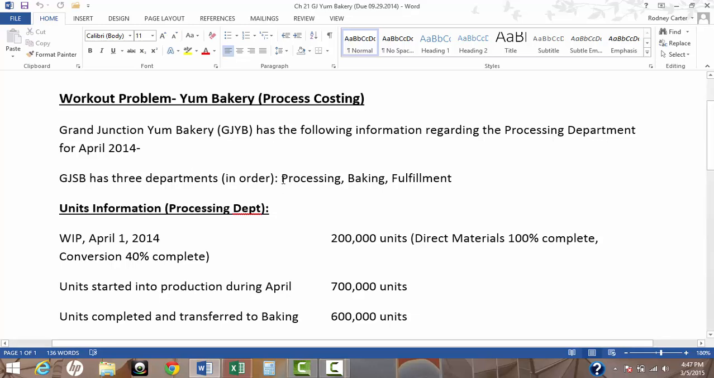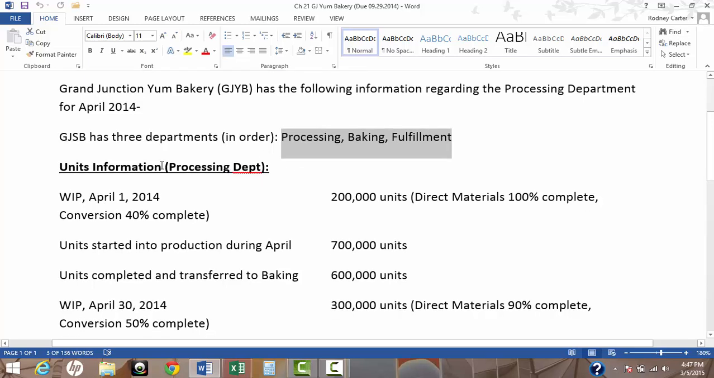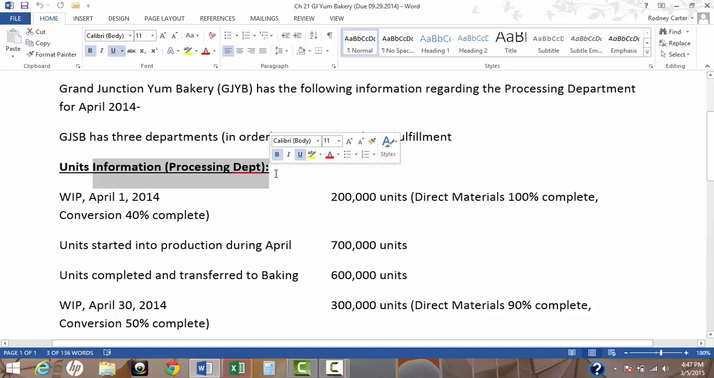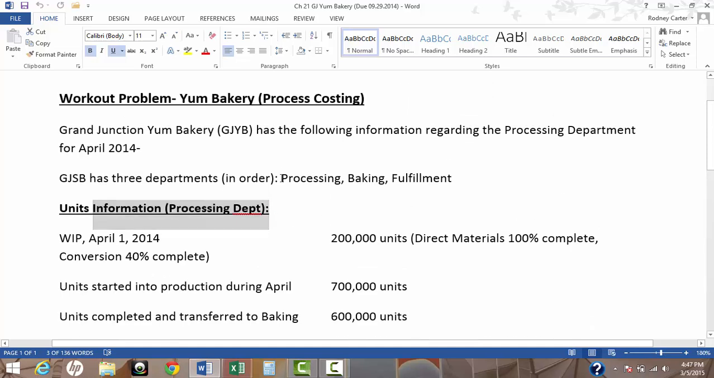This particular example has 3 WIP accounts: processing, baking, and fulfillment. You'll notice that we are going to be working on the processing department. Remember, we now have 3 WIP accounts that go in an order of manufacturing function.